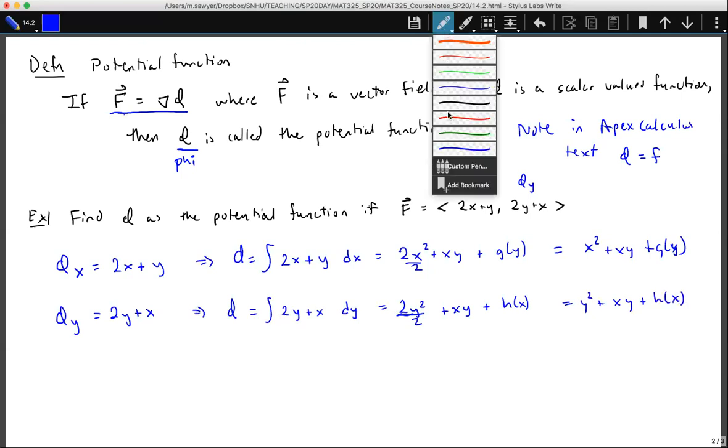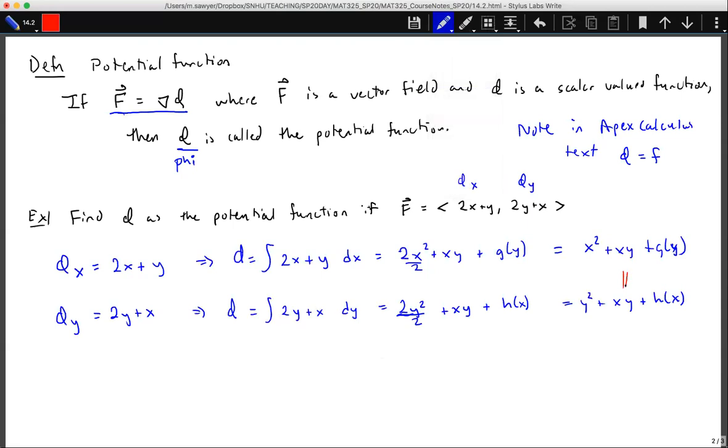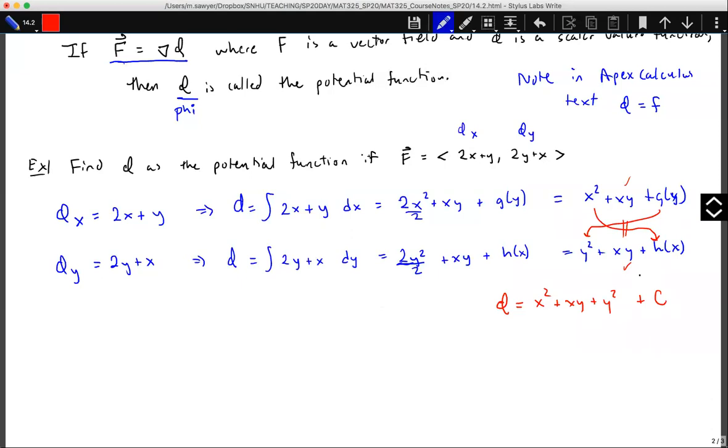So these two functions have to be equal. So those pieces are equal. So we've used both those pieces. X squared matches up with the h of x, and g of y squared matches up with the y. So in both pieces, our phi has to be equal to x squared plus xy plus y squared plus some integration constant, which we typically assume is 0. So this is our potential function here.